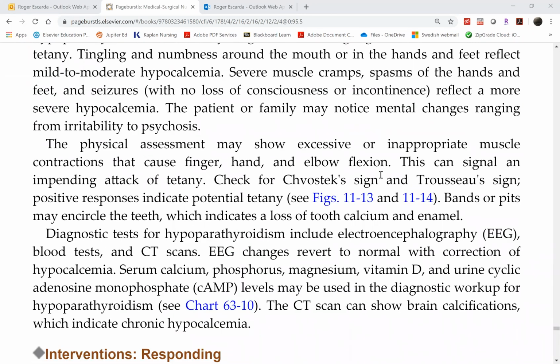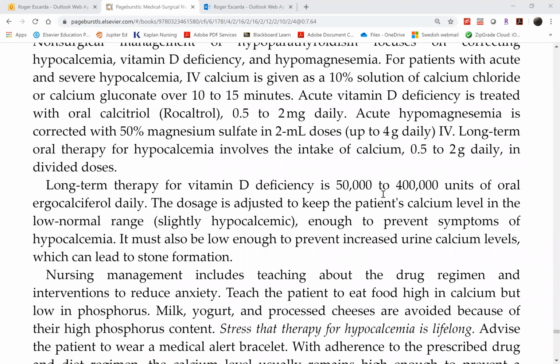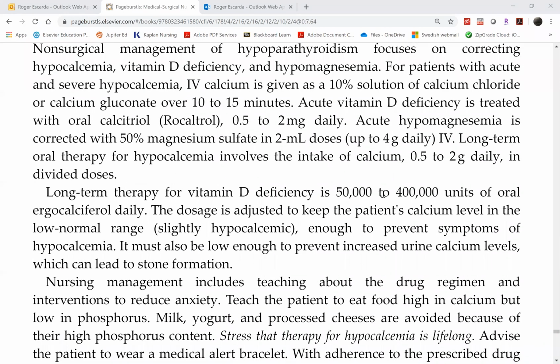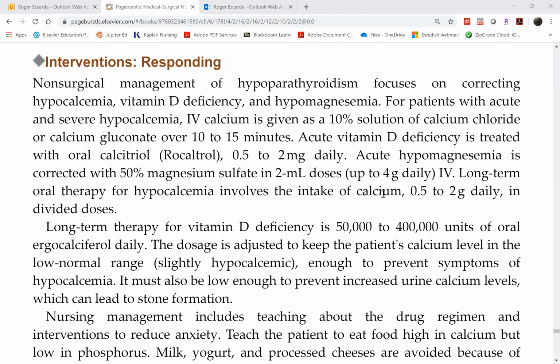All right, let's go to intervention. So similar to hypothyroidism, how do we treat hypoparathyroidism? How do we treat hypocalcemia? By the calcium and the vitamin D. All right, so we replace it. So we give calcium and vitamin D because they go together. We cannot absorb calcium without vitamin D. It also depends on the cause of the hypoparathyroidism. If it's caused by hypomagnesemia, then we replace magnesium. If it's a vitamin D deficiency, then we give calcitriol, which is vitamin D.